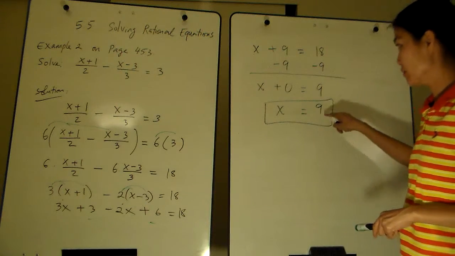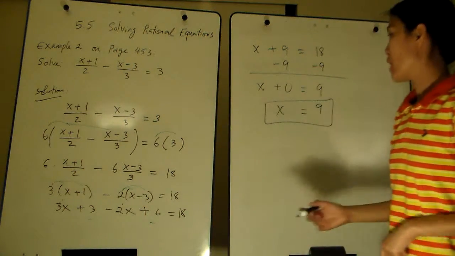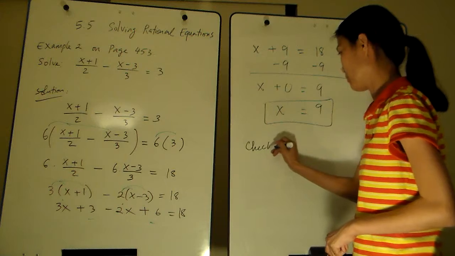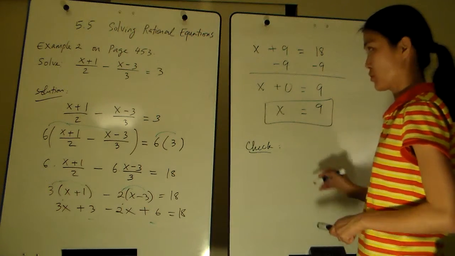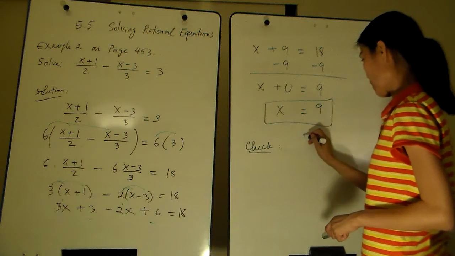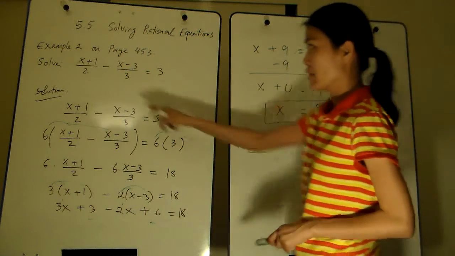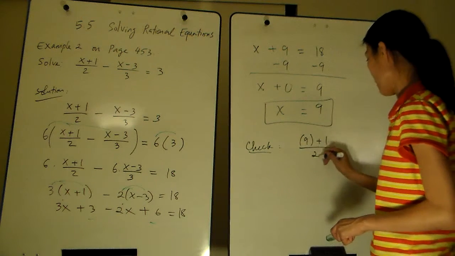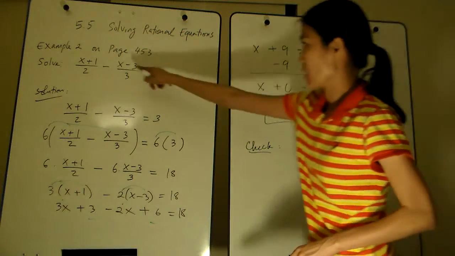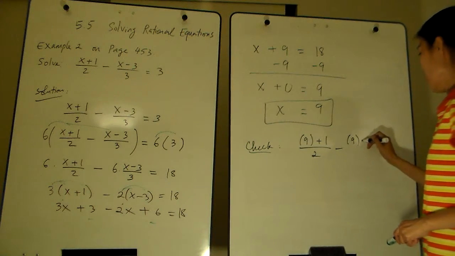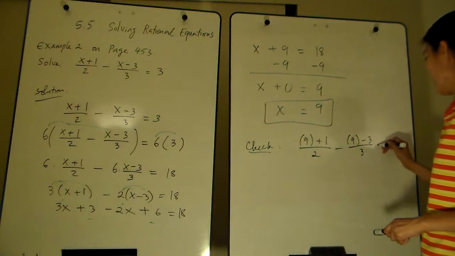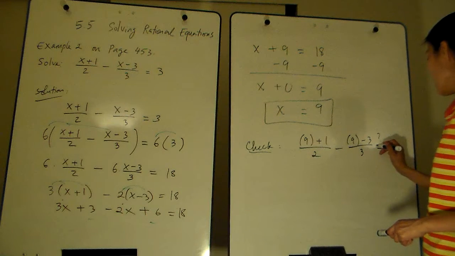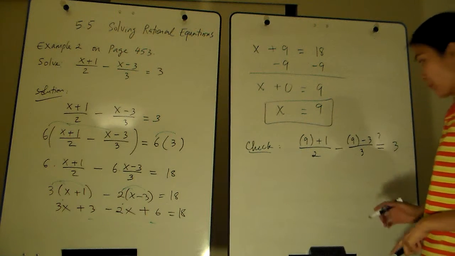You can verify if this is the solution of this equation by substituting x equal 9 into this equation. This is the check, okay? So x equal 9, you substitute this into this equation, substitute 9 for x. So you have 9 plus 1 divided by 2 minus 9 minus 3 divided by 3 equal to, now after you substitute, you don't know if the left-hand side is still equal to the right-hand side, so you put a question mark.